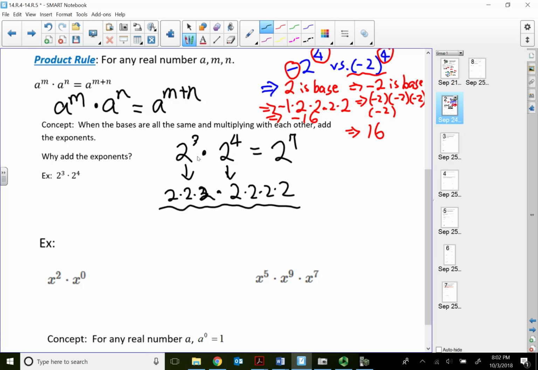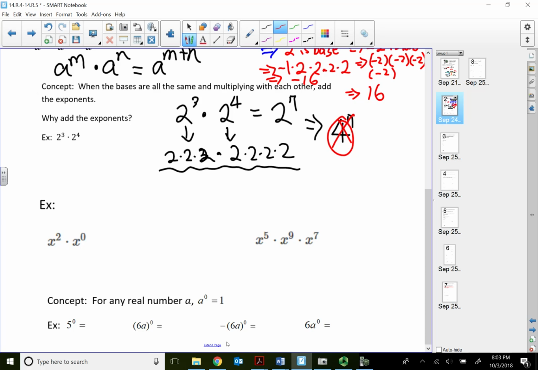So be careful, don't say 2 times 2 is 4. If you say the answer is 4 to the 7th, that would not make any sense, because you are saying the base now becomes 4. Well, the base is actually 2, so it shouldn't become 4.